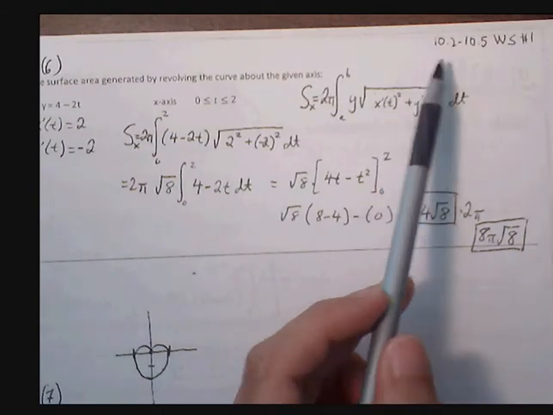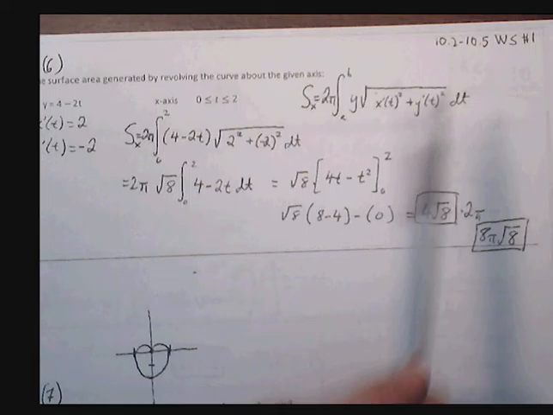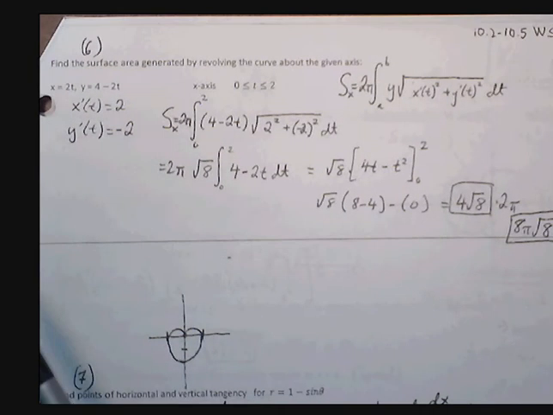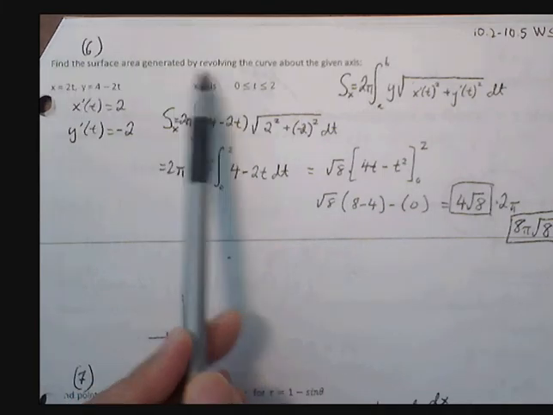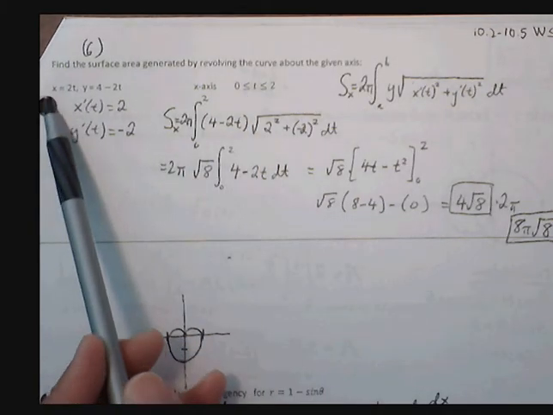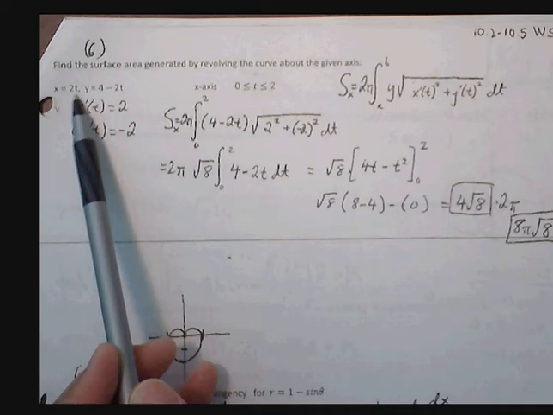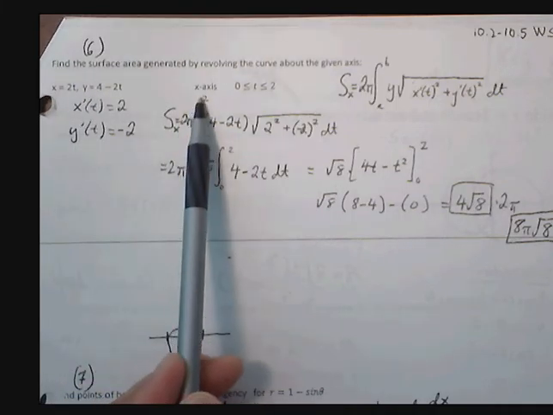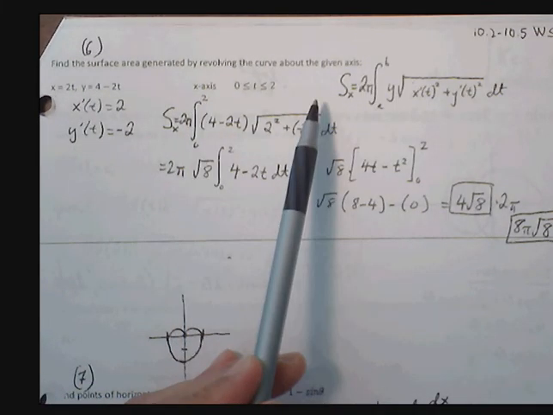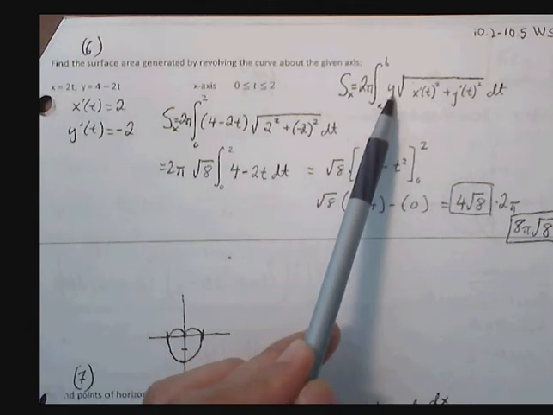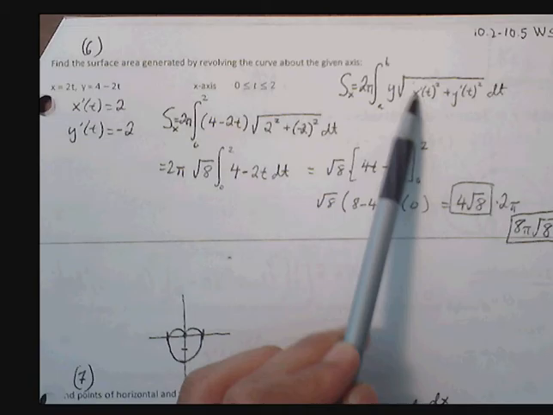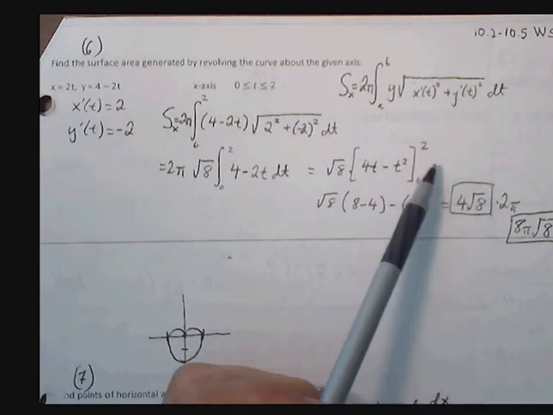We're working through the 10.2, 10.5 worksheet number 1. Find the surface area generated by revolving the curve about the given axis. So we have a parametric equation here revolving around the x-axis. And so the formula for surface area revolving around the x-axis is 2 pi integral y times the square root of x prime squared plus y prime squared.